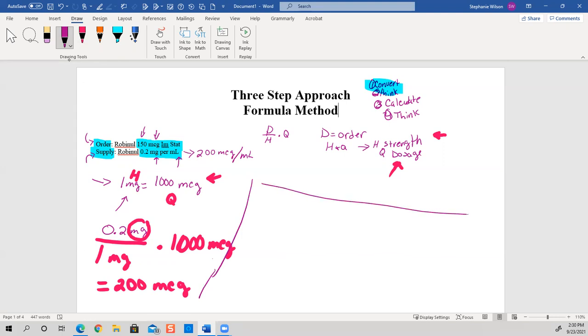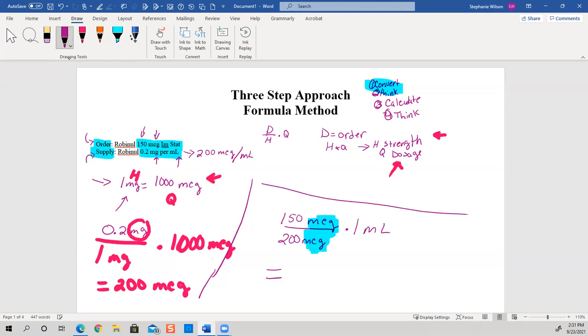Now let's do our formula method. Our desired is our order, which is 150 micrograms. My have came from the supply, and it's going to be the strength, which is 200 micrograms. And look, guys, what happened? We actually are able to reduce the micrograms, right? They go into each other one and leaves me with one. So I set that up right. Now I'm going to multiply it by the quantity, which is 1 milliliter.